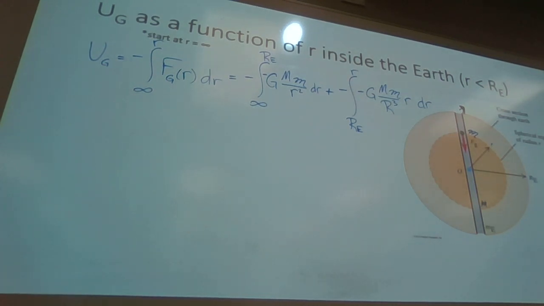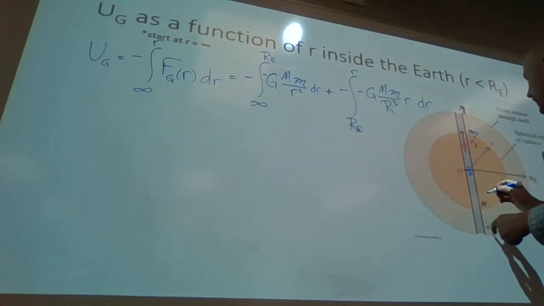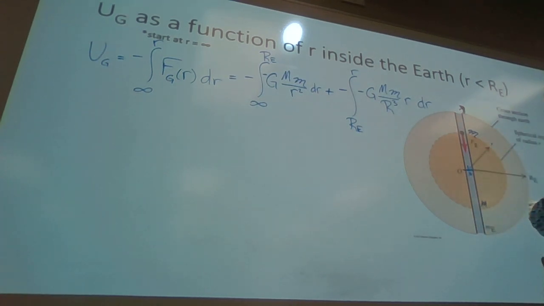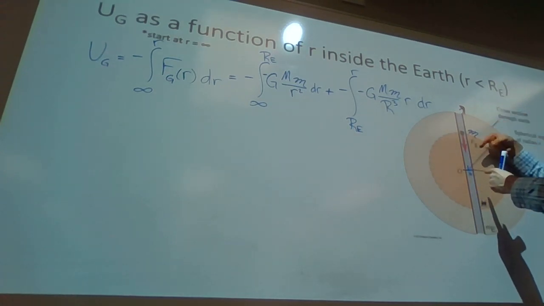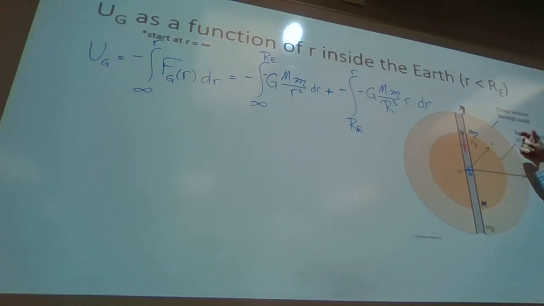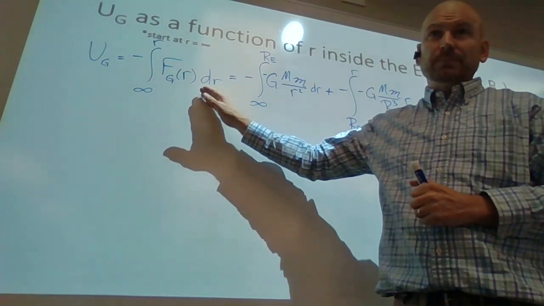Wait, why are the forces negative? Great question. So this is a vector thing. If we make this the origin, going away from the origin is positive, going towards the origin is negative. The force of gravity is negative because it's always pulling in this way, the force of gravity on the object. This will end up being positive when we evaluate the integral.